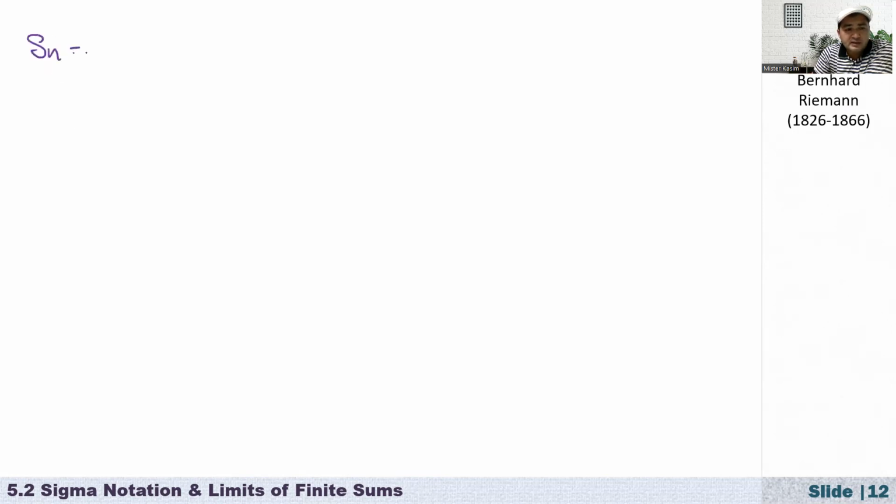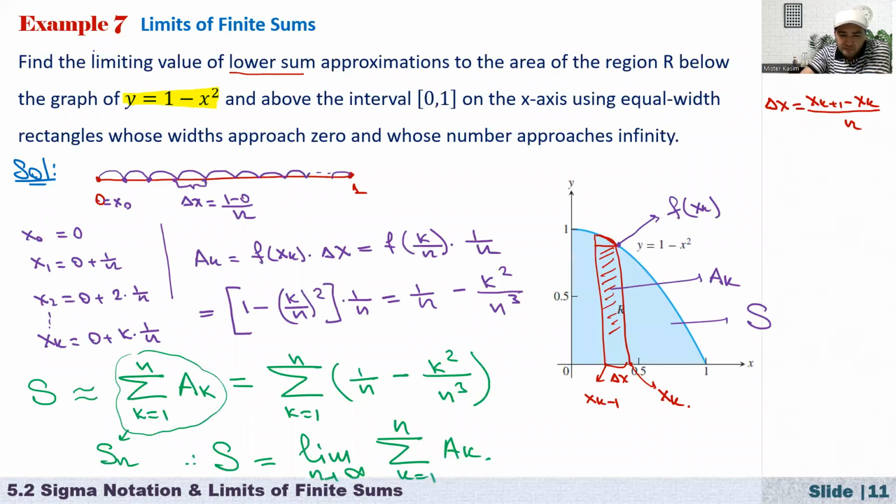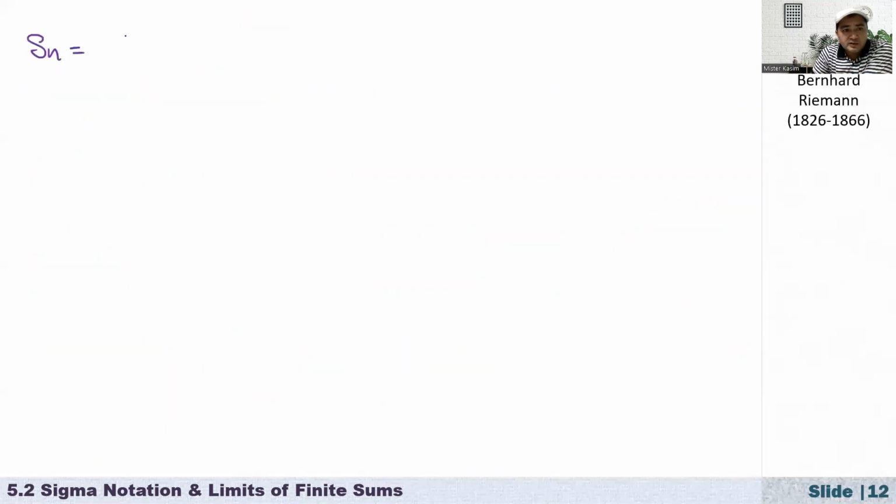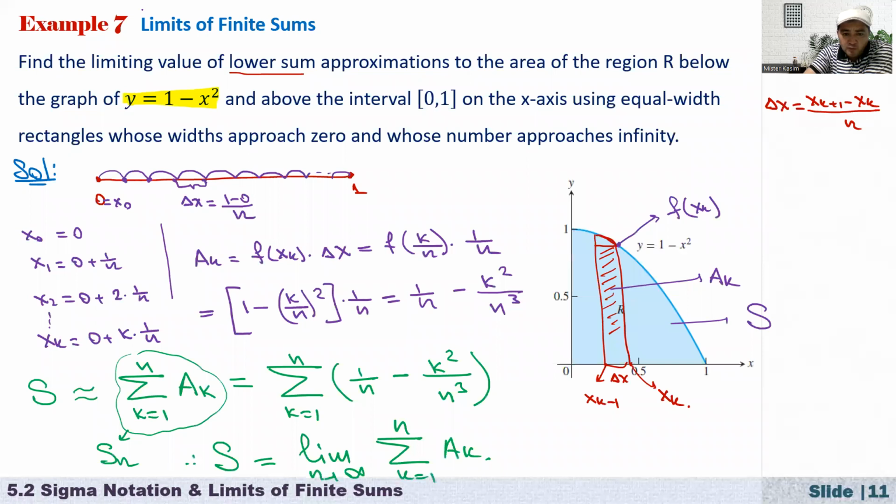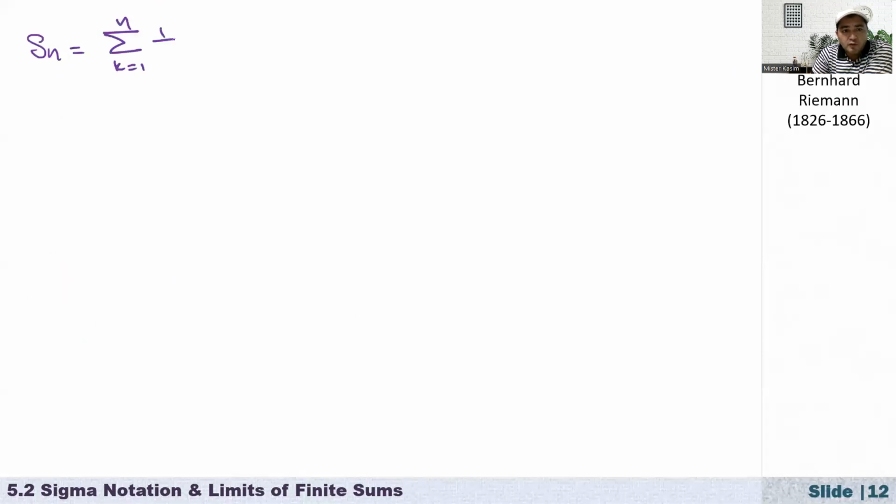So Sn is equal to, let's see here, first we have 1 over n, sigma, using the properties of sigma, k is equal to 1 to n, of 1 over n, minus, again, sigma, k is equal to 1 to n, of k squared over n cubed.